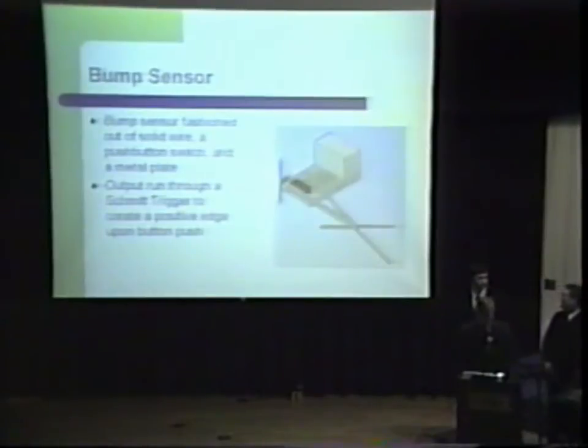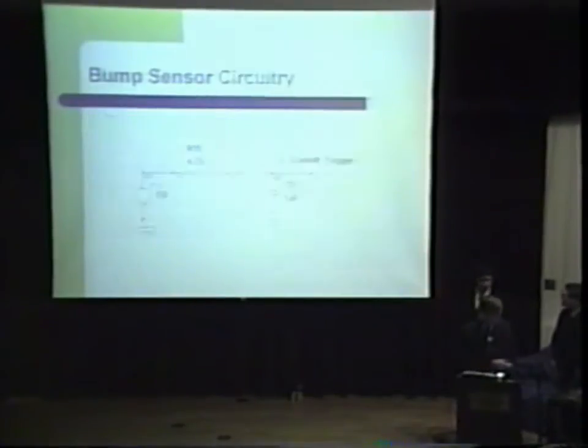The bump sensor that we used was actually fashioned a couple days before the competition. It was made out of a couple pieces of solid wire right here, and was connected to a push button switch. The output of this sensor was sent to the Schmitt trigger. And this is the accompanying circuitry for that. It basically just consists of a 4.7 kilo ohm resistor. This is the actual triggering of the switch. It's set to the Schmitt trigger.